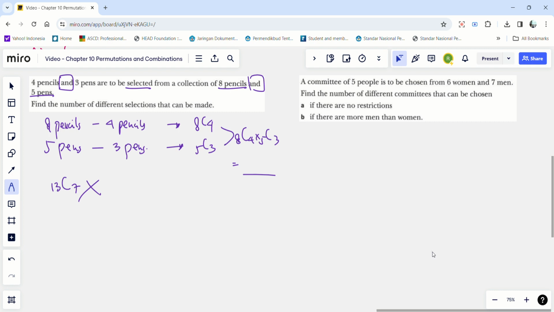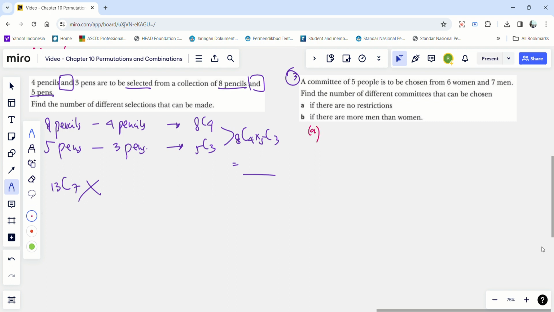I think I still have some time for the third question. A committee of 5 people is to be chosen from 6 women and 7 men. Pretty similar to question number 2, so I'll use another color for this. Find the number of different committees that can be chosen if there are no restrictions. See, no restrictions. It means you can do it however you like.